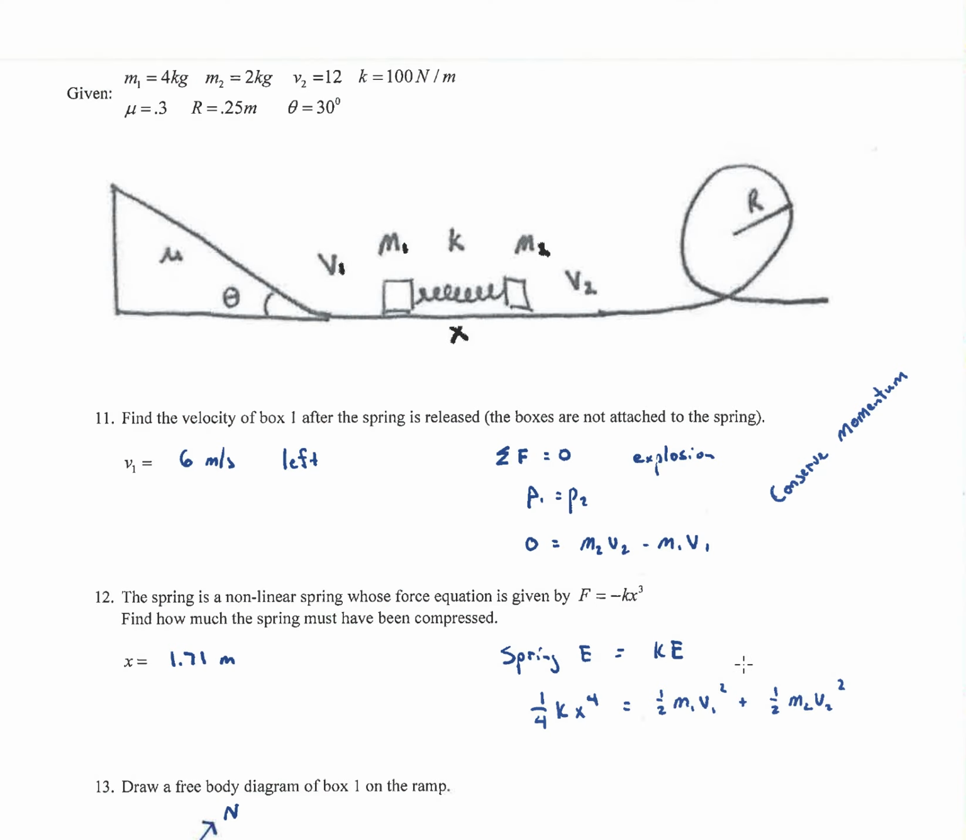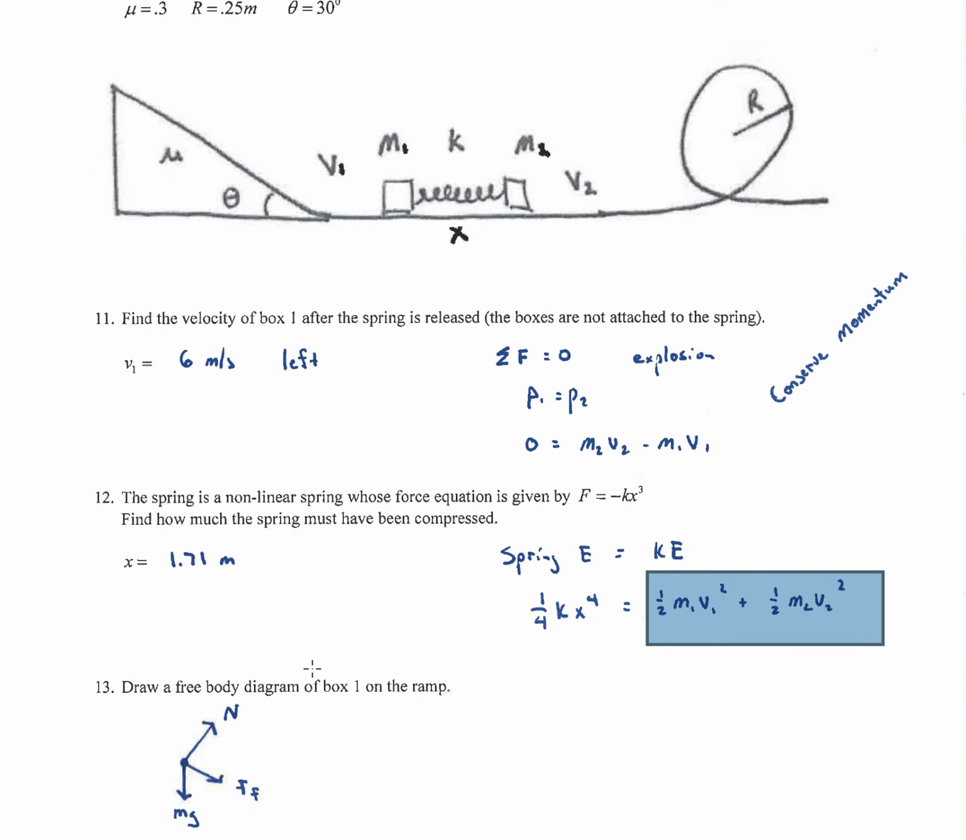And we know how fast the two boxes were moving after the spring was released. So we add them together because energy is a scalar. So this is how much energy the spring produced, which must then equal how much energy it must have stored. And then we can figure out the compression.